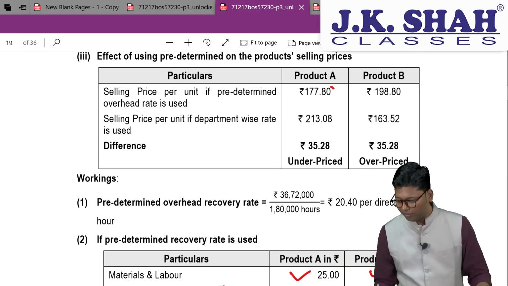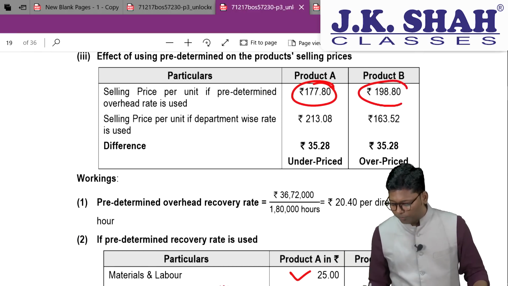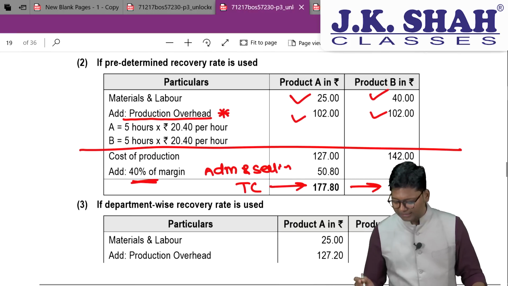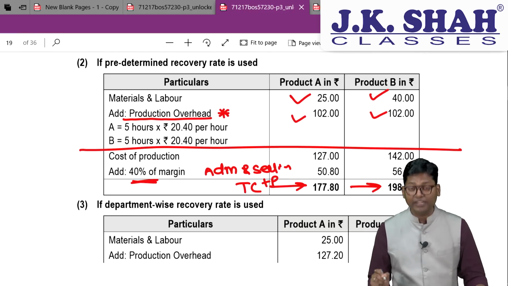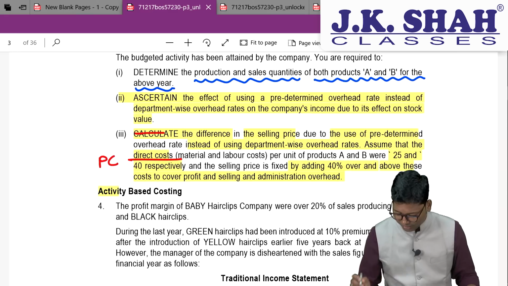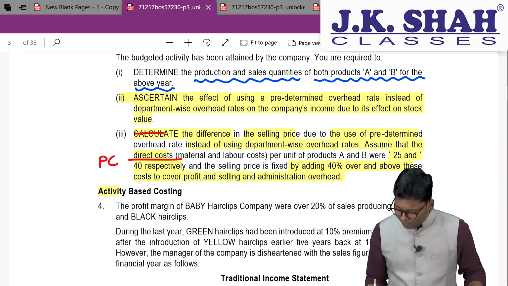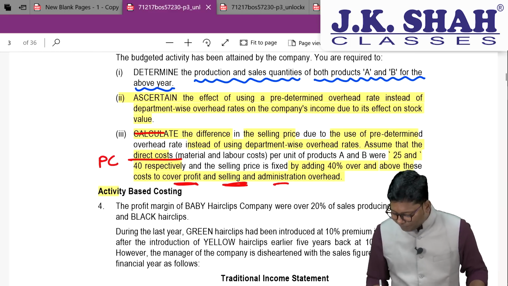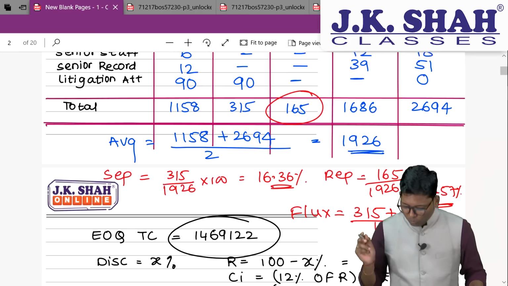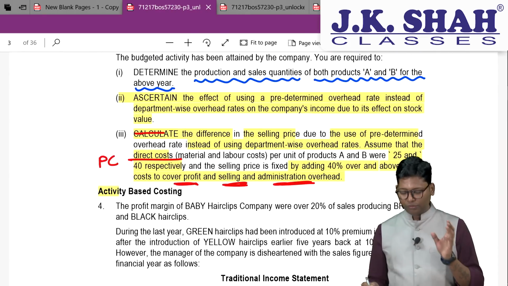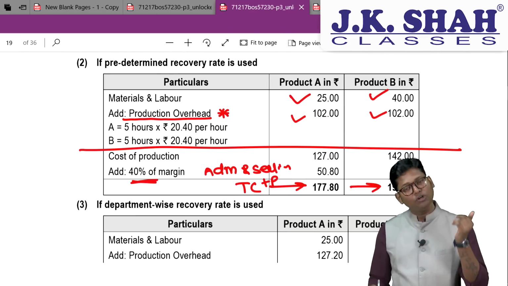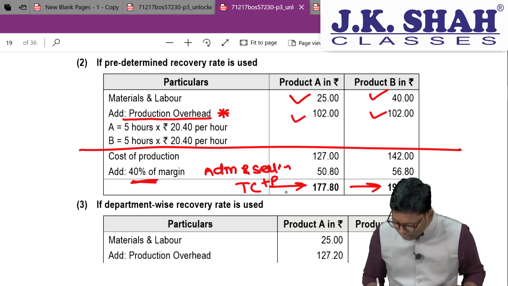See here, total cost is recorded. So profit, selling price, everything is computed here. Total cost plus profit gives you selling price. Try to understand what has been covered here. Now 40% over and above this cost is to cover profit, selling, and administration. If you add only selling and administration, you get total cost, but this 40% includes profit also. So profit is included in this price.